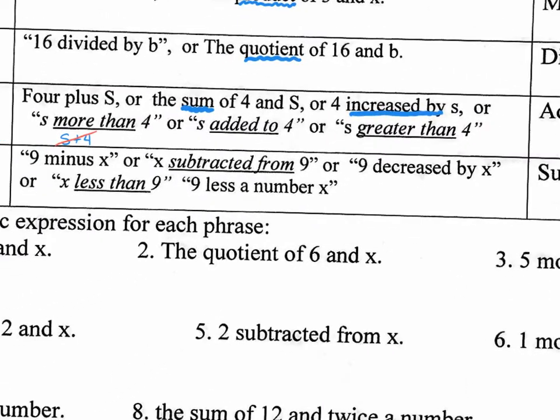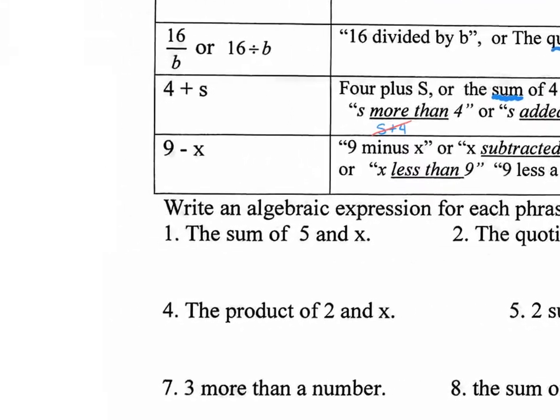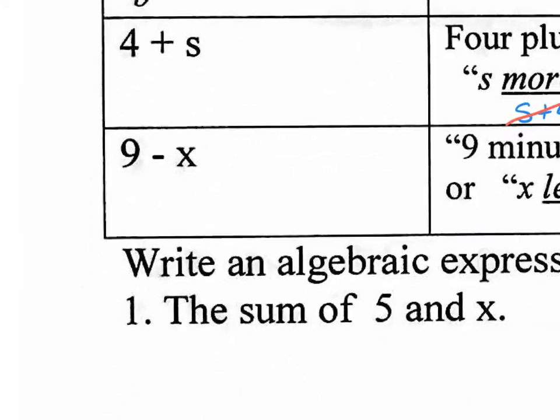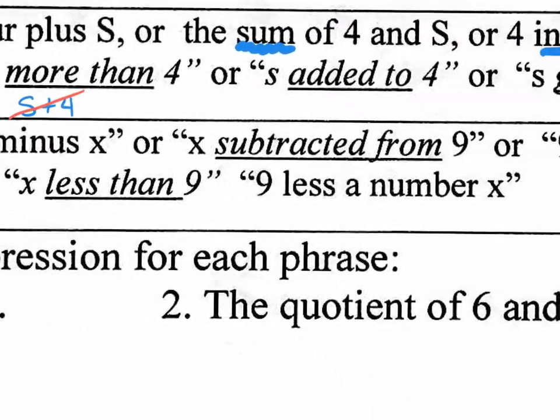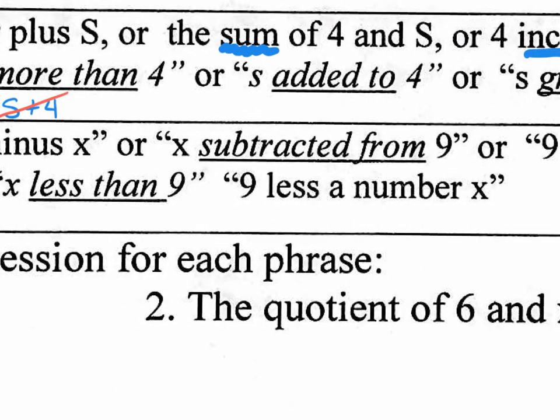And same thing with the subtraction. Like this guy over here, it says 9 minus x. Yeah, you could write it as 9 minus x. But it could also read x subtracted from 9. And the word subtracted from implies a switch. So it's not x take away 9. It's actually 9 take away x. So it implies a switch. Subtracted from. Okay?